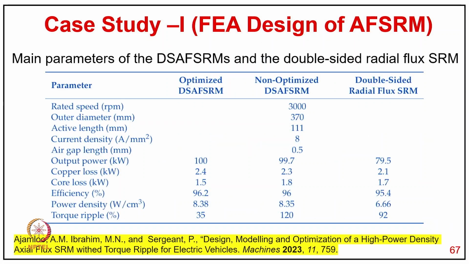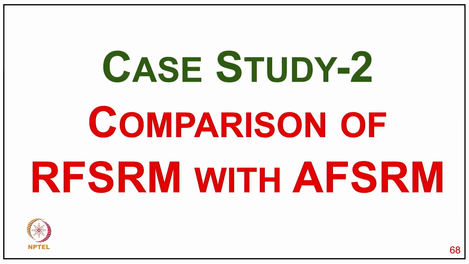Now coming to the main parameters for the double-sided axial flux motor and the radial field. So you can just see what is typically the optimized and non-optimized RPM. Typically here the output power is 100 kilowatt, 99, and for the double-sided radial flux it is 79.5 kilowatt, then copper loss, and typically the efficiency here is higher, 96%, power density is 8.38, and torque ripple is also less, 35%.